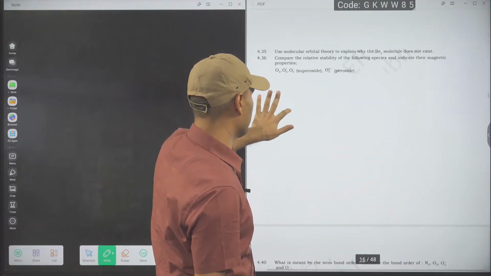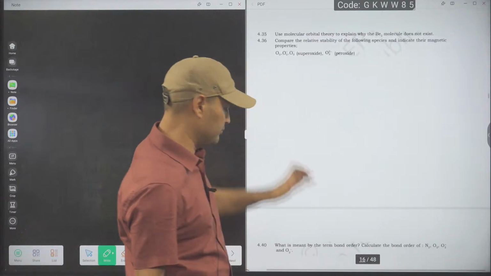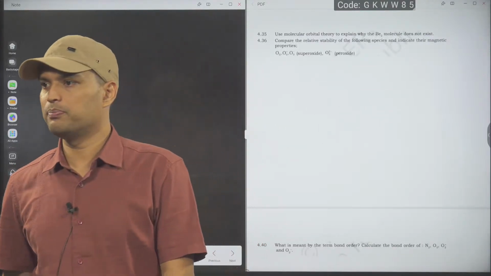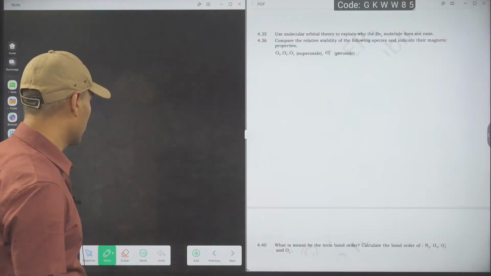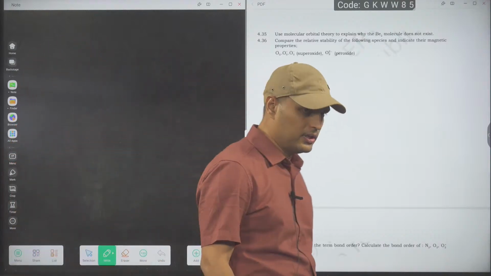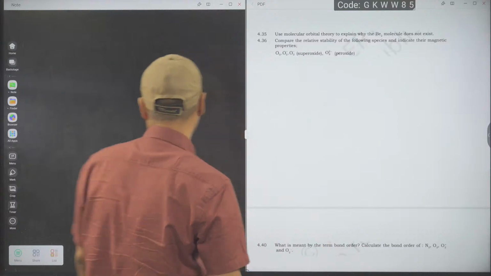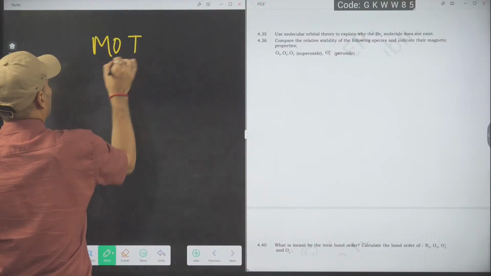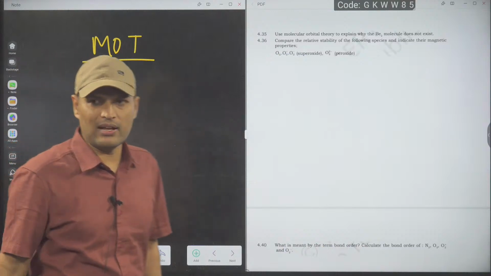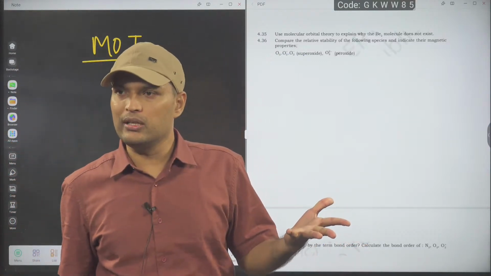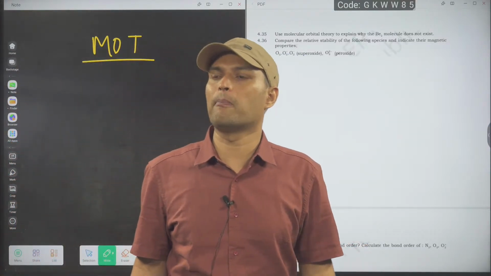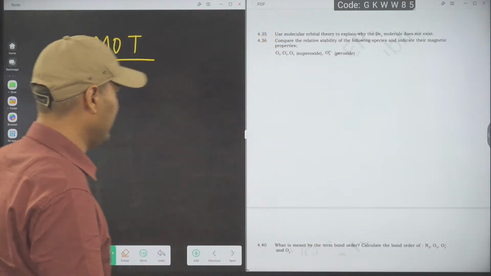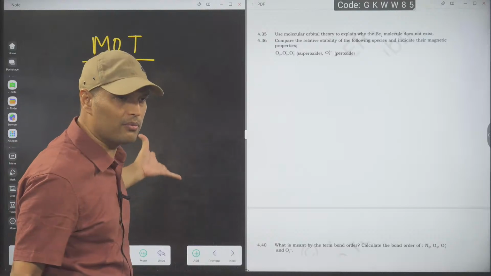Now 3 questions we will discuss of MOT. Then we will give you a break also. After that we will start with P block and all. In this break you can see the questions and all. So quickly, these 3 questions are all based on MOT. This year we have said that dipole moment and MOT, NEET 2025 questions may come from these 2 topics.